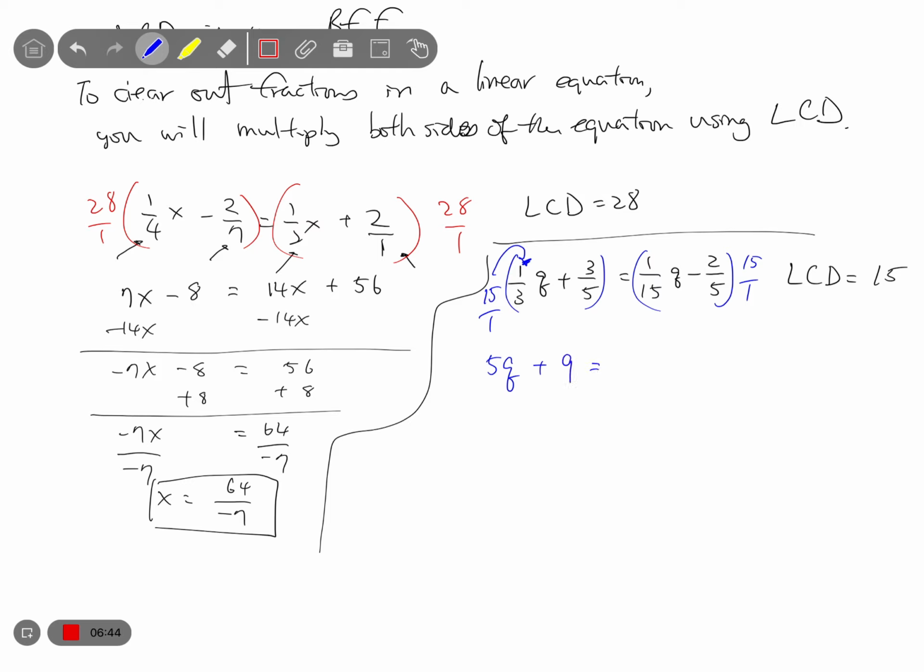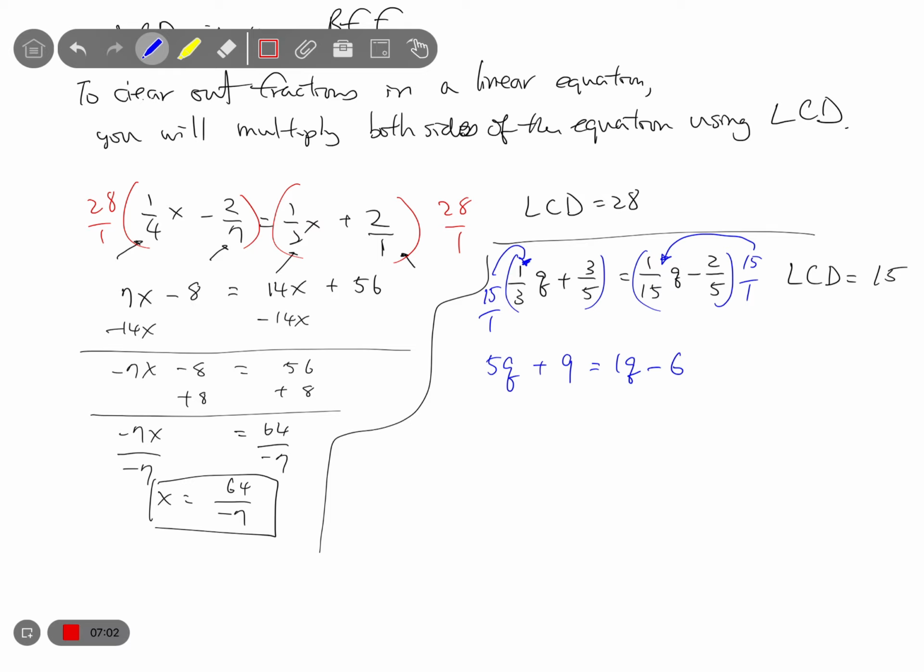Equal 15 divided by 15 is 1. So I just have 1q. And minus 15 times 2/5. So means 15 divided by 5 is 3. And 3 times 2 is 6. Okay.